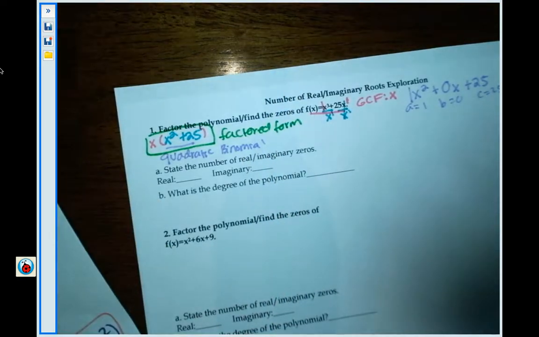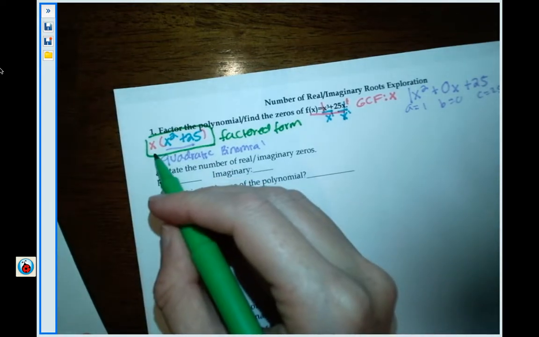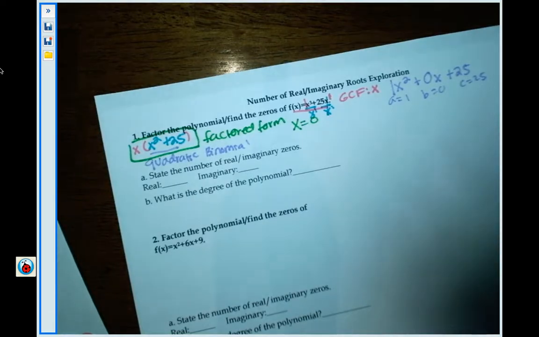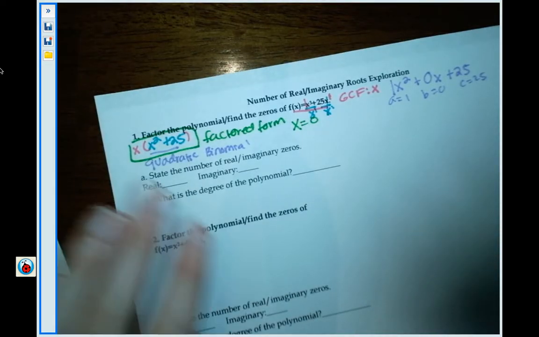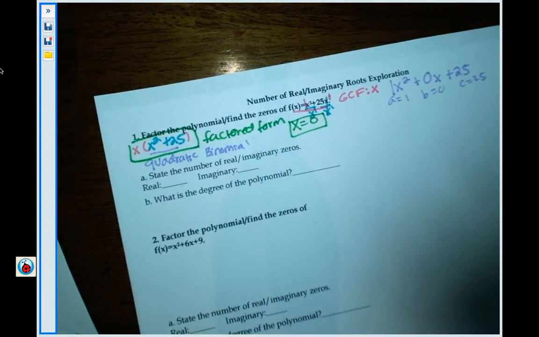Okay, but to find the zeros, I'm going to set each of these factors equal to 0. My first term is the x. I'm going to set x equal to 0, which is already solved for you. That one right there, x equals 0. So that one's done. Now the other one I have to find is this one.